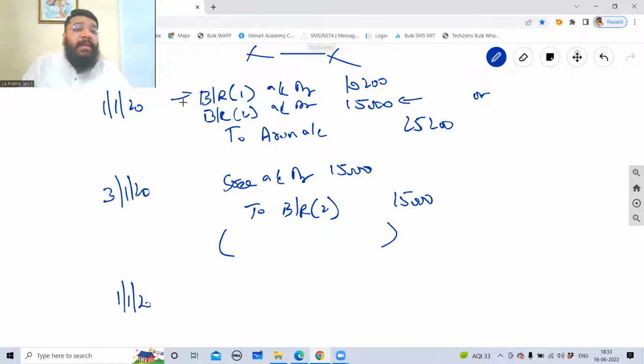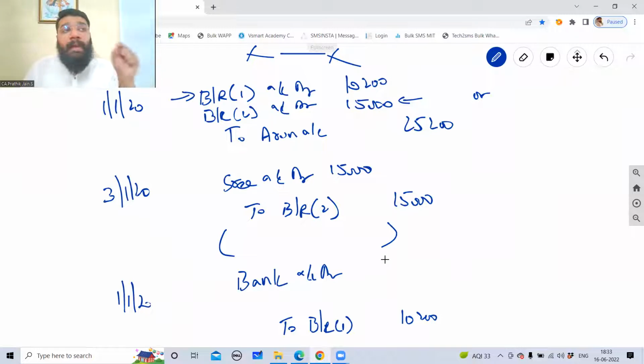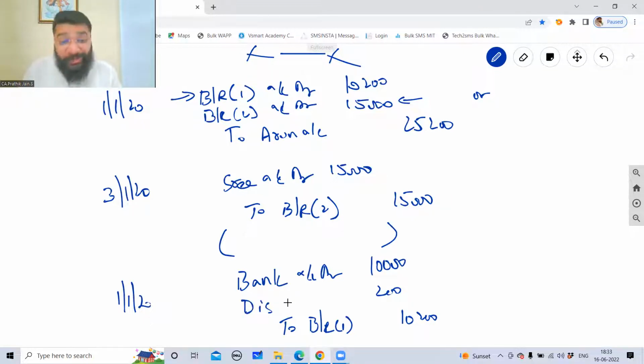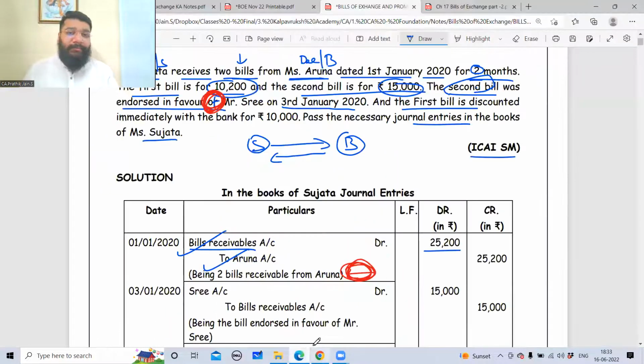So currently it is in my hand. Now it is going to the bank. So I need to close the bill. So bills receivable 1, which is 10,200. When the bill is given to bank, in return, are you getting something? You're getting money. How much money are you getting from bank? In your bank account, the bank is putting 10,000 rupees. So what happened to the balance 200? Bank charges, discounting charges. So this entry is for discounting. Being bill discounted with bank. Pass the necessary journal entries in the books of Sujata.